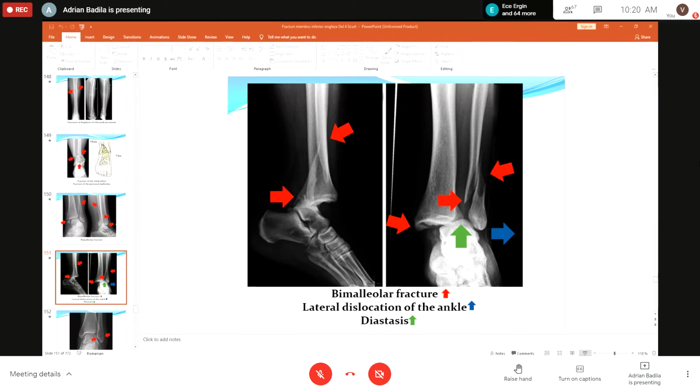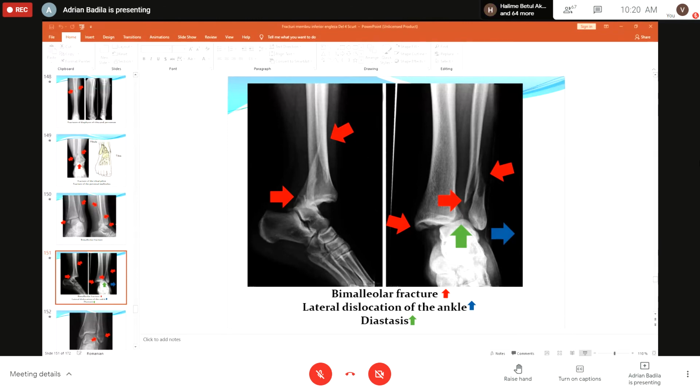In this case, what is fractured? What other lesions do we have? Any dislocation, maybe? Again, a bimalleolar fracture with a widening of the bone, so diastasis. Okay. And dislocation of the ankle.